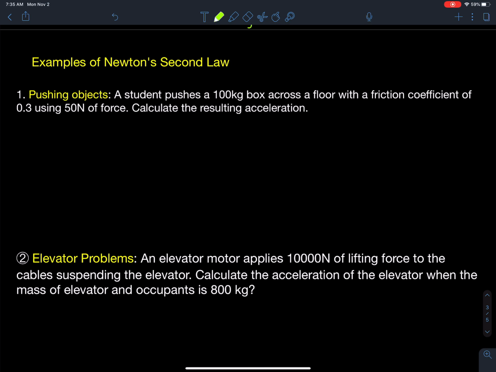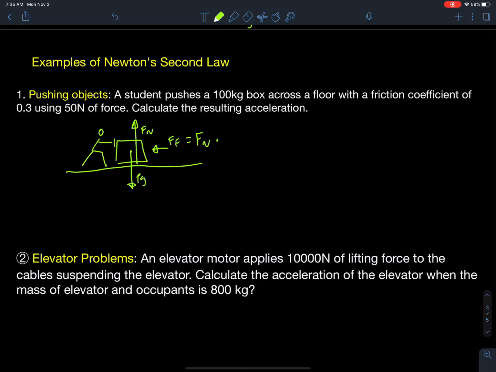So I better draw a diagram. Here, that guy's pushing the box across the floor. I have the force of gravity. I have my normal force. I have a force of friction, but I don't know what value it is. I do know force of friction is equal to Fn times mu, so I probably need to use that to find the force of friction. And it said that the applied force is equal to 50 newtons, and this is 100 kilograms. Okay, so that's my diagram.